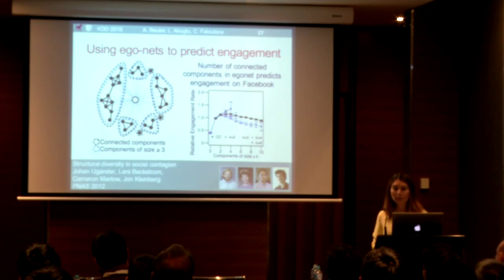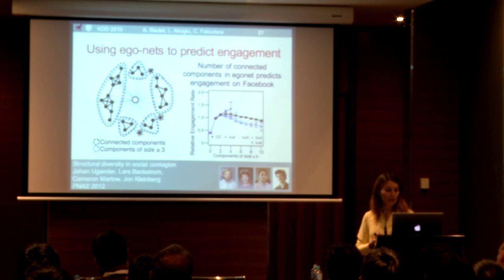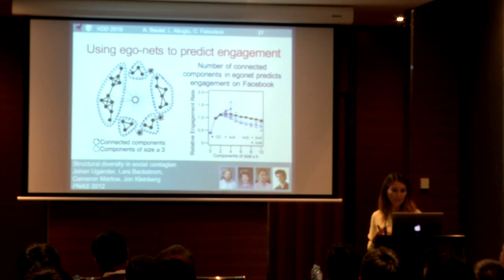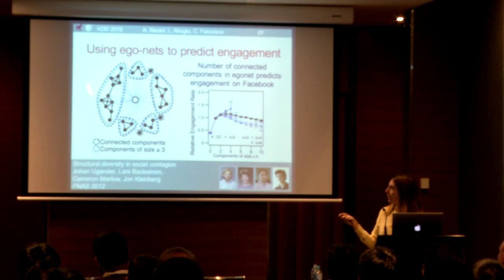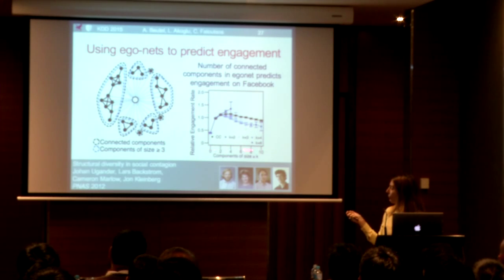Okay. Continuing with EgoNets and trying to model user behavior, Ugander and Backstrom looked at user engagement versus the number of connected components in the EgoNet. So you have this user here. These are all its neighbors. And then you can ignore these edges and just find connected components of the neighbors. And then here you're seeing the engagement versus the number of components for different sizes.